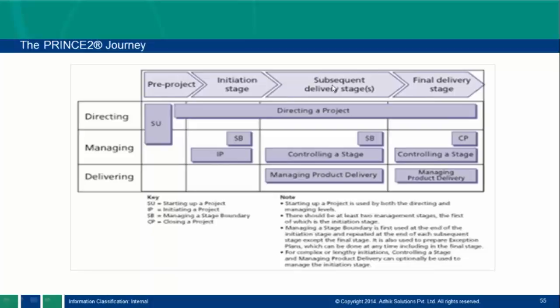So if you have a 100 rupees budget, within 100 rupees you need to deliver that, right? So if the budget is going up, you need to control that. That is my controlling a stage process, right? So every subsequent stage we need to control, and the final delivery also we need to control. Then managing product delivery. So we are controlling and managing the stages and the final delivery.